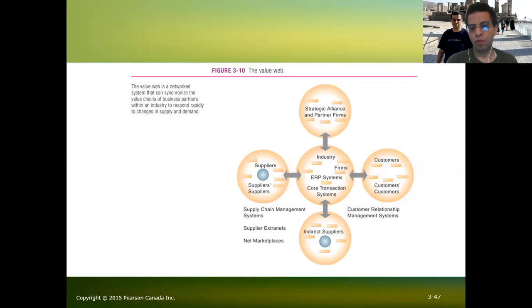So the value of the web really, what's happened here, you have in the middle your industry, your own firm, your ERP system, your transaction system. You are connected to the suppliers and the suppliers of the suppliers. You're connected to the customer or the distributor and the customers of the customers. Through the web you can also be connected to indirect suppliers, and you can have a strategic alliance and partner firms.